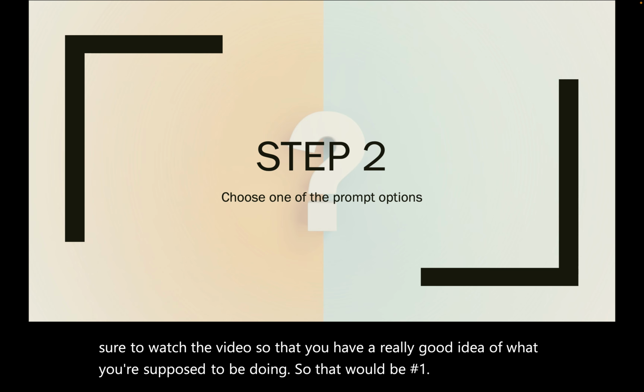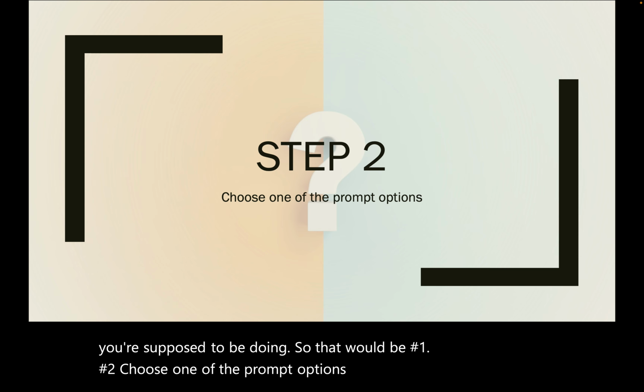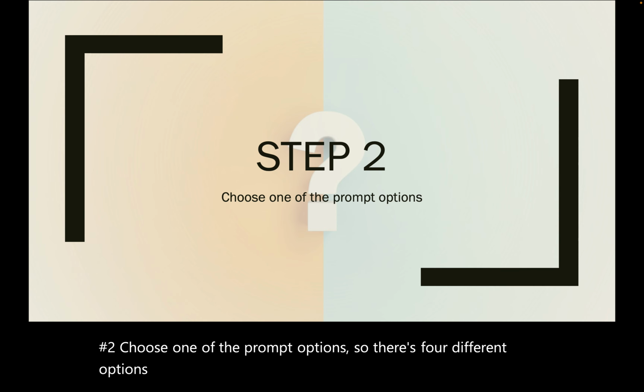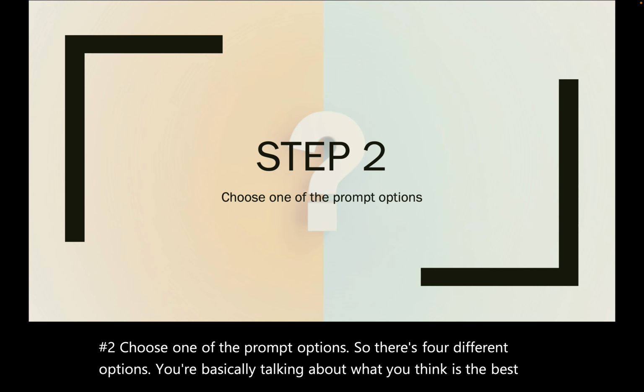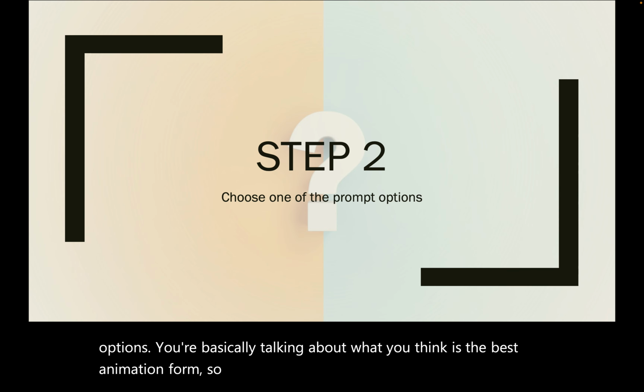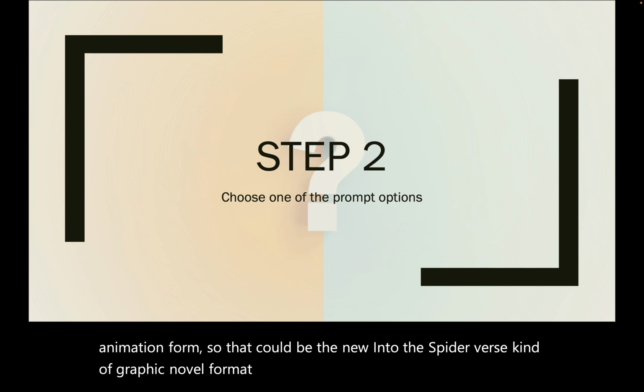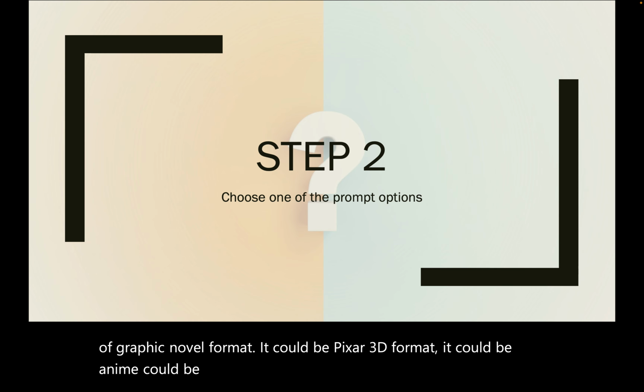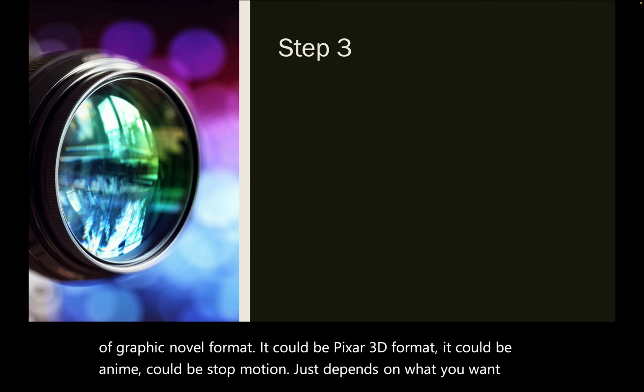Number two, choose one of the prompt options. So there's 4 different options. You're basically talking about what you think is the best animation form. So that could be the new Into the Spider-Verse kind of graphic novel format. It could be Pixar's 3D format. It could be anime. It could be stop motion. Just depends on what you want to talk about.